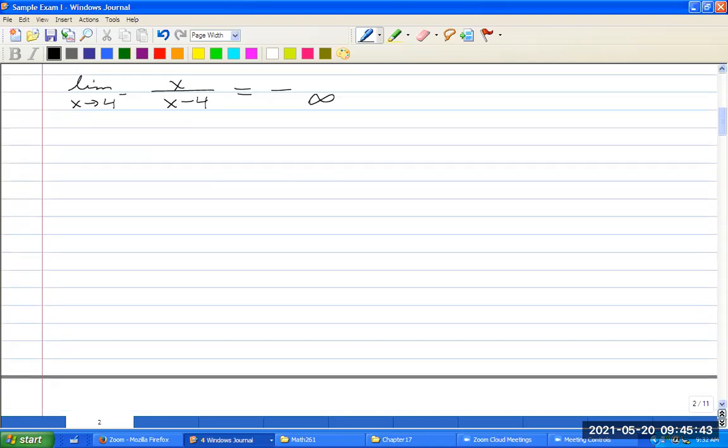Well, these are not equal. The limit as x approaches 4 from the left is not equal to the limit as x approaches 4 from the right. So the right and left sided limits are not equal. Therefore, my limit does not exist.